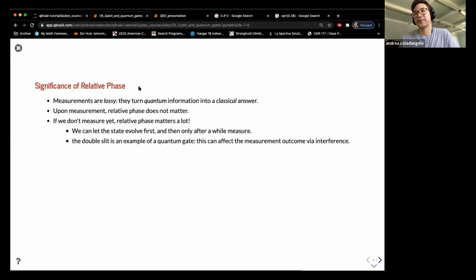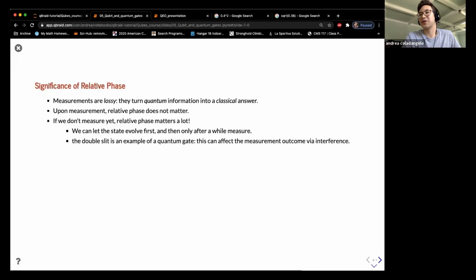And as we were discussing earlier, what is the significance of this relative phase? Measurement is a very lossy process because you turn some quantum information into some classical answer, a basis state, either 0 or 1. So upon measurement, relative phase does not matter. So this gamma can be anything, doesn't matter.